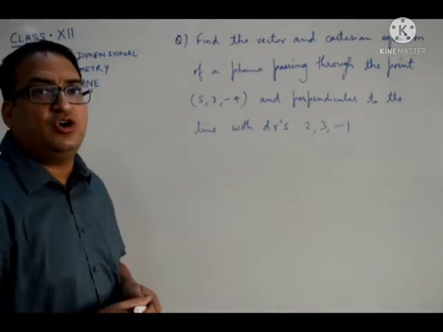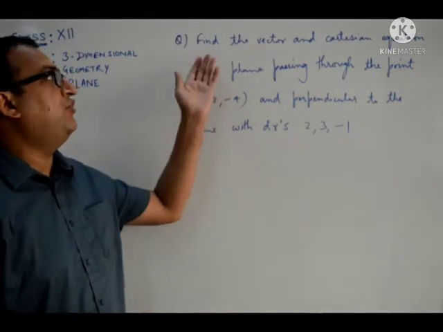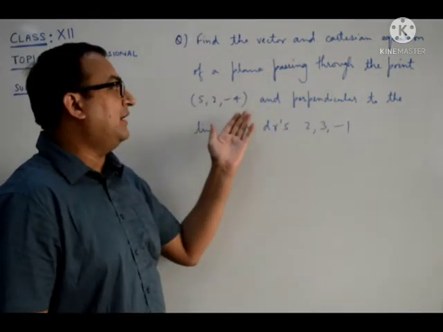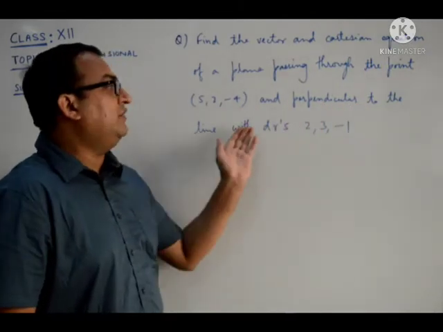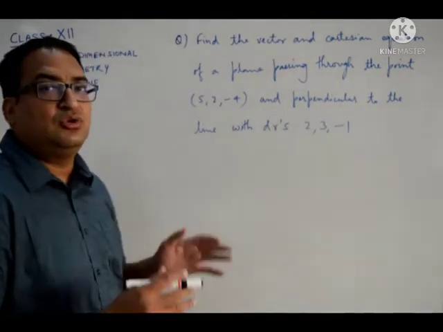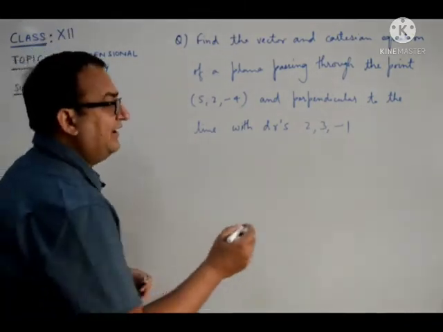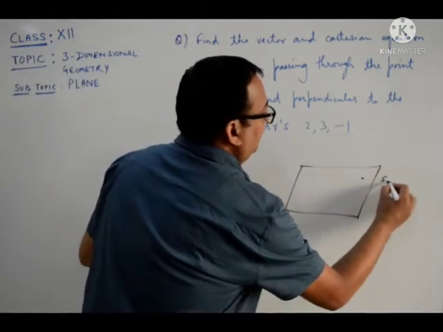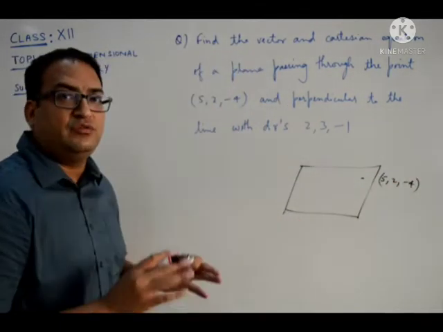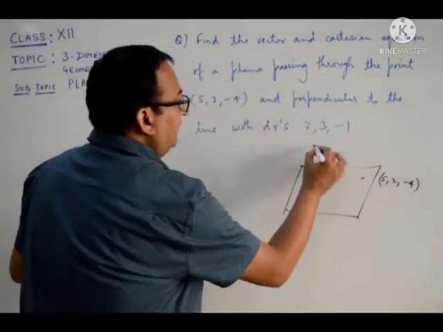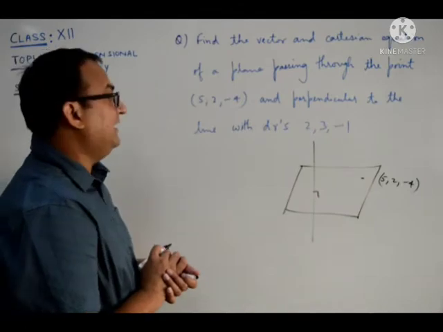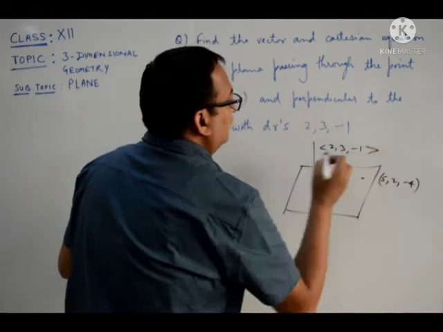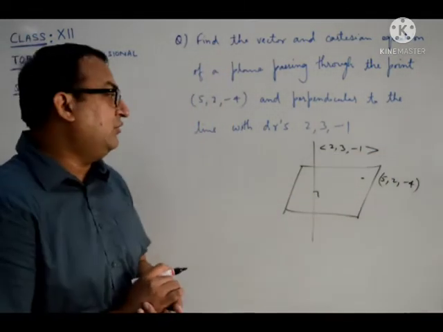Next, to understand this form, let us take an example in which we need to find the vector and the Cartesian equation of a plane which passes through the point (5, 2, minus 4) and is perpendicular to a line with direction ratios 2, 3, minus 1. To understand the situation, let us draw a rough diagram. Suppose we are trying to find the equation of a plane which passes through the point (5, 2, minus 4). This is the point through which the plane passes, and we have a line which is perpendicular to this plane, and the direction ratios of this line are 2, 3, minus 1. So how are we going to find the equation of this plane?